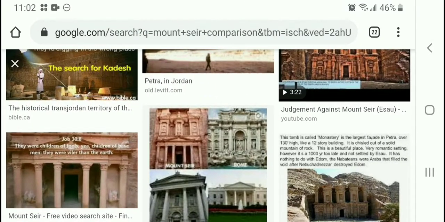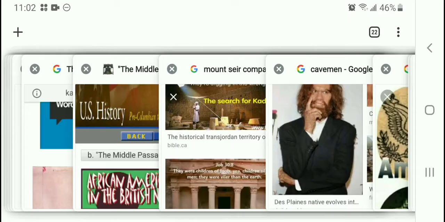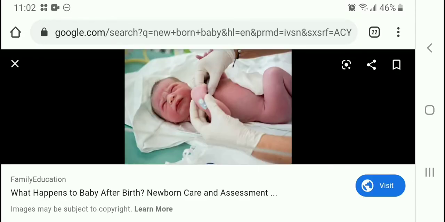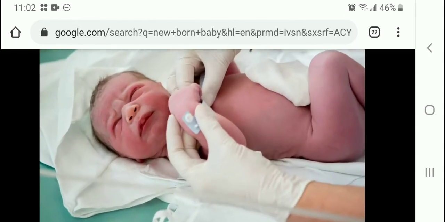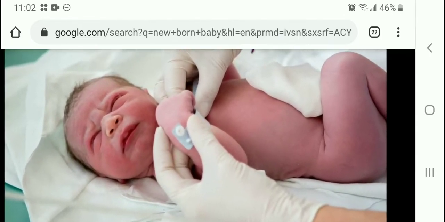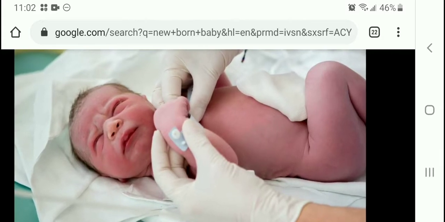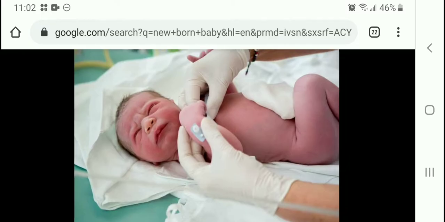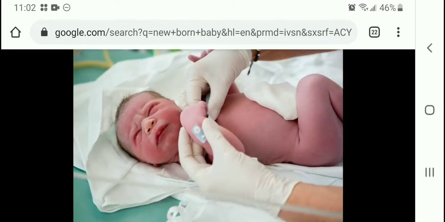Now let's go back to Google. You check out a newborn baby. That's what a red baby looks like. Red all over like a hairy garment. Look at this little bastard here. A little demon baby. That's Esau right there. That is your seed of the devil. Alright. That's him.